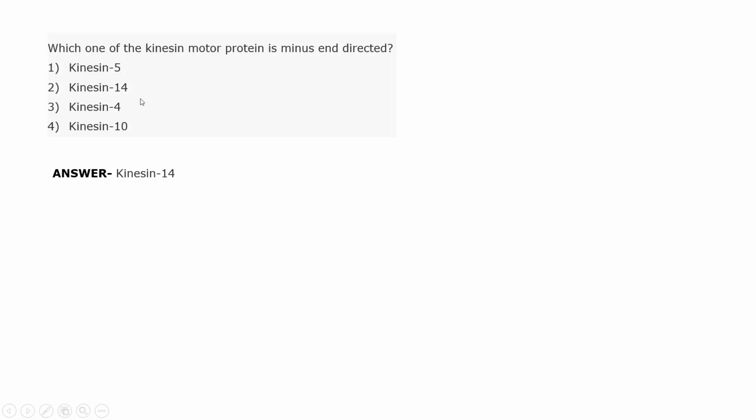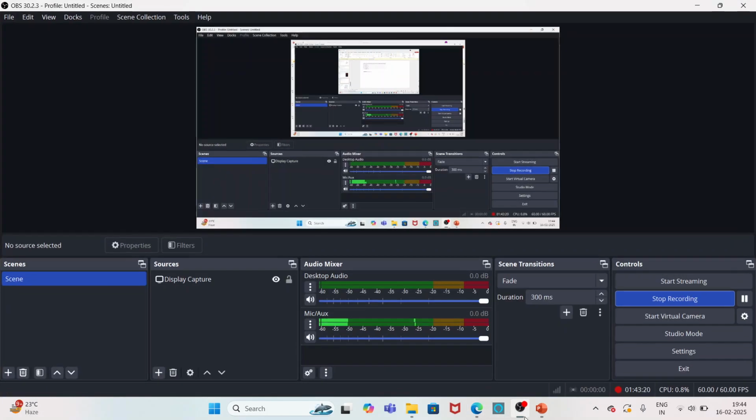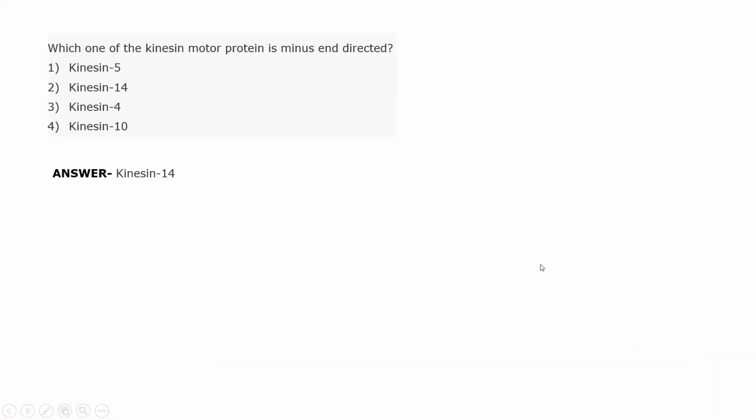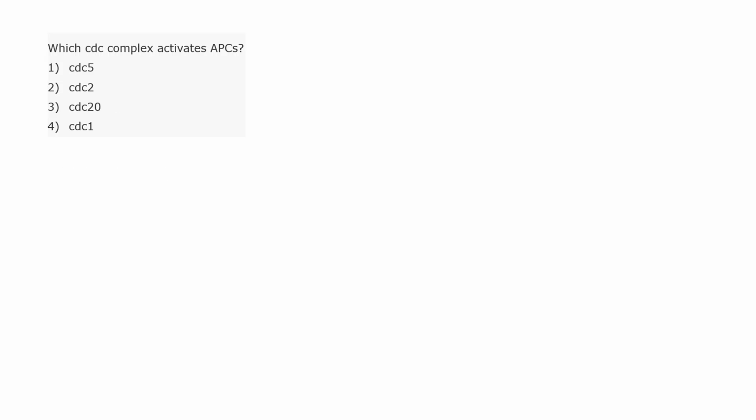So there are exceptions in kinesin proteins. The majority are plus end directed. However, there are also kinesin molecules, or superfamilies of proteins, that are minus end directed. In this case, kinesin 14 is minus end directed, while the other three, kinesin 5, 4 and 10, are plus end directed. So does anyone have any doubt regarding this question? Okay, I hope that is clear. I will just move on to the next question.